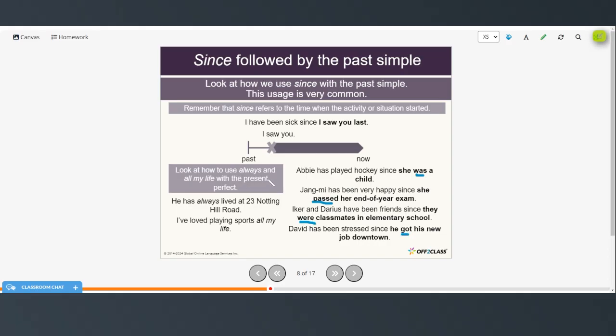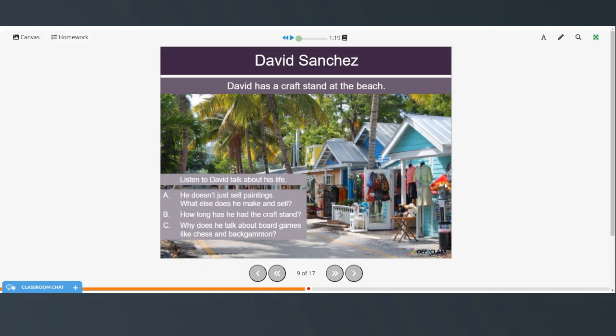And look at how to use always and all my life with the present perfect. He has always lived at 23 Notting Hill Road, and I've loved playing sports all my life. All right, so we're going to listen to David again. He has a craft stand at the beach, and then we'll answer these questions.